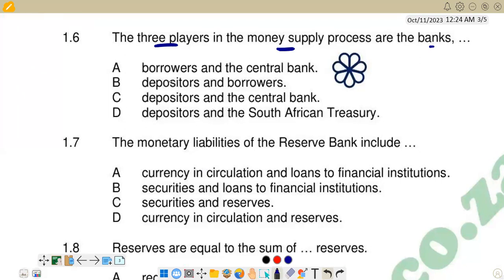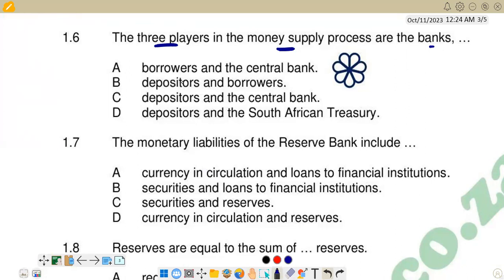So let's go item by item in terms of the options that we have. The borrowers cannot determine the money that's circulating in the economy because they cannot control that money. The money can only be controlled from the point of view of those that can issue that money into the public. So the borrowers are the public, so they cannot determine. This one actually becomes out, A. Then we go to B.